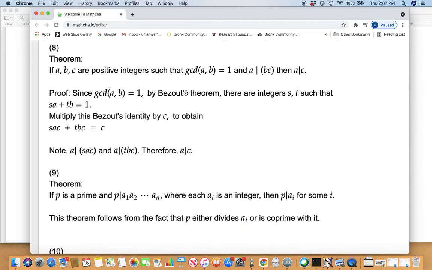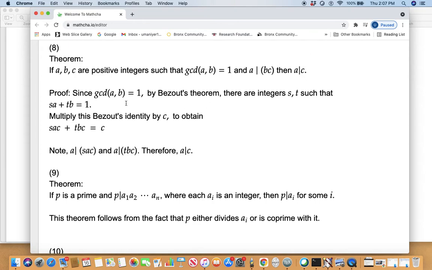Here is a beautiful theorem. If you have a, b, c as positive integers such that the GCD of a and b is 1, that is, a and b are co-prime, they are prime to each other. Co-prime, okay? The GCD of a and b is 1. If a divides b times any other number c, then a has to divide the other number c.